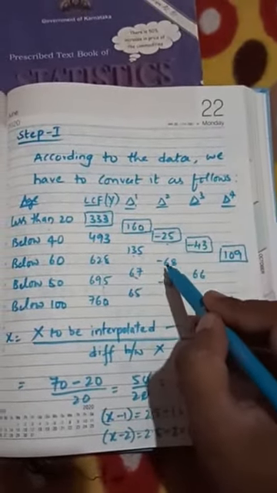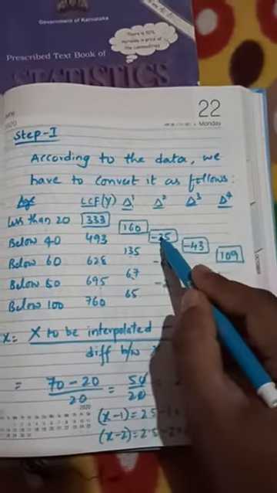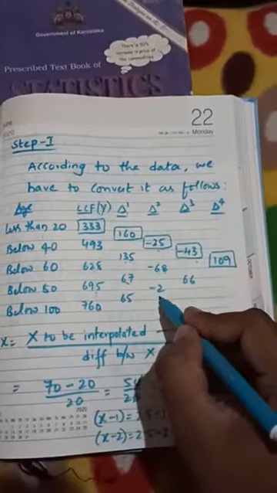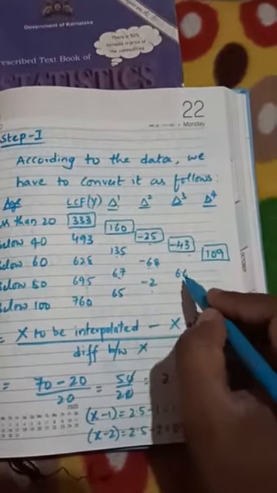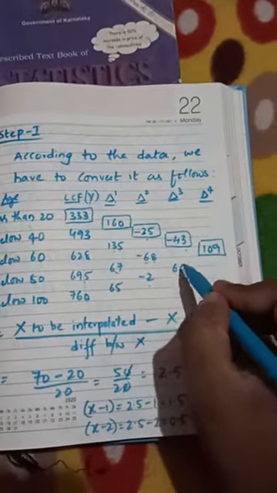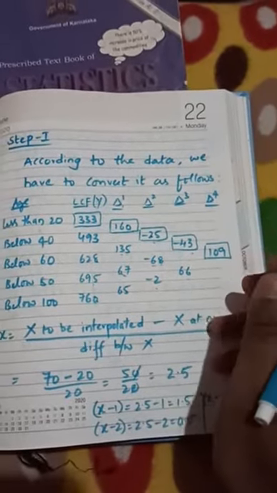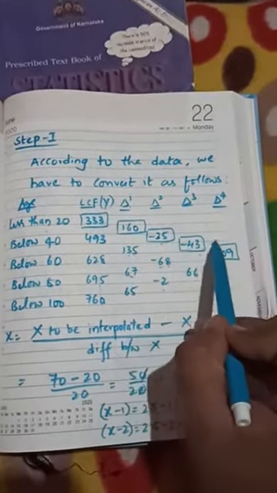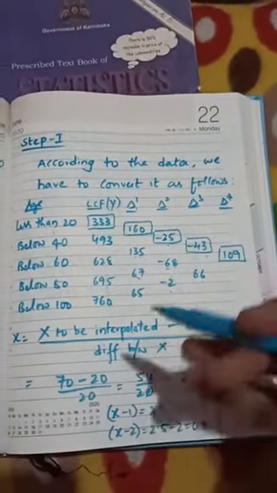Again the third one: minus 68 minus of minus 25, so plus 25, minus 43. Minus 2 minus of minus 68, plus 68, so 68 minus 2, 66. Again the fourth one: 66 minus of minus 43, 109. So after calculating these leading differences, the first difference should be in a box.